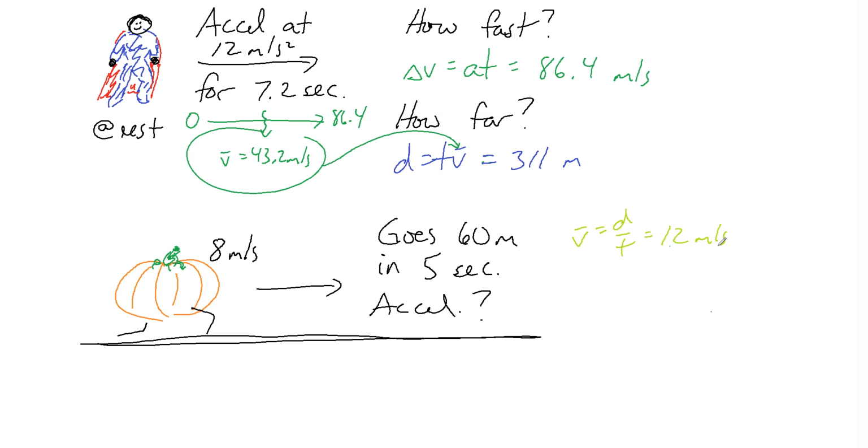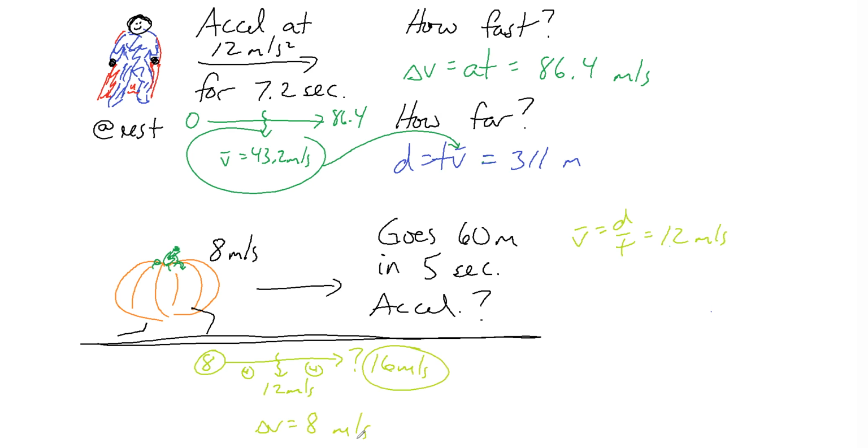So hopefully this is going to look familiar. Our pumpkin was traveling 8, and it goes up to something we don't know, but the average right in the middle was 12 meters per second. So it's 4 more from 8 to 12. There's a gap of 4 here, which means there's a gap of 4 here. So this has to be 16 meters per second. So it ended up going twice as fast. So it went from 8 to 16. So the change in v was also 8 meters per second because it went twice as fast.